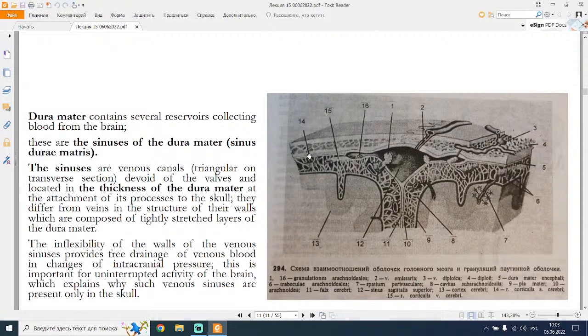Dura mater contains several reservoirs collecting blood from the brain. This is our sinus, sinus of dura mater. The sinuses are venous canals, triangular on transverse section, devoid of valves and located in the thickness of the dura mater.